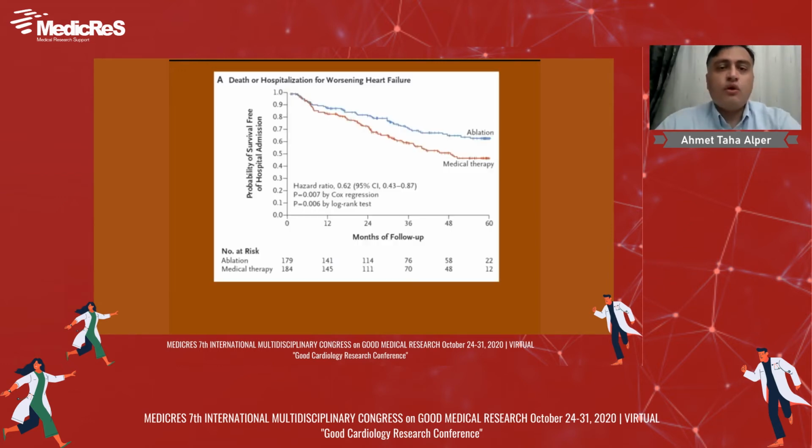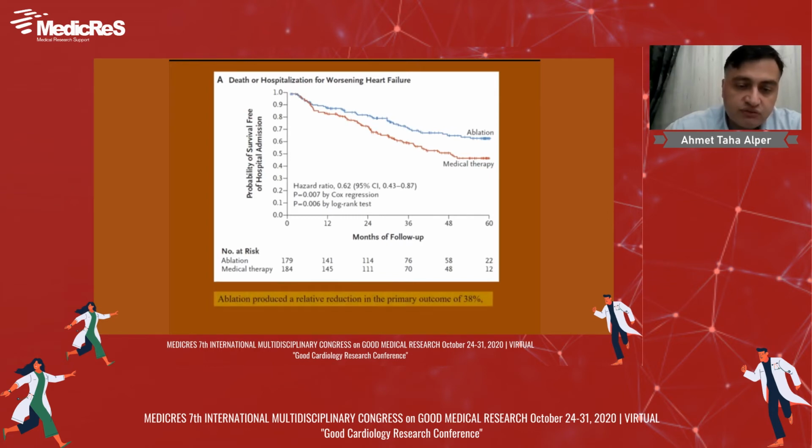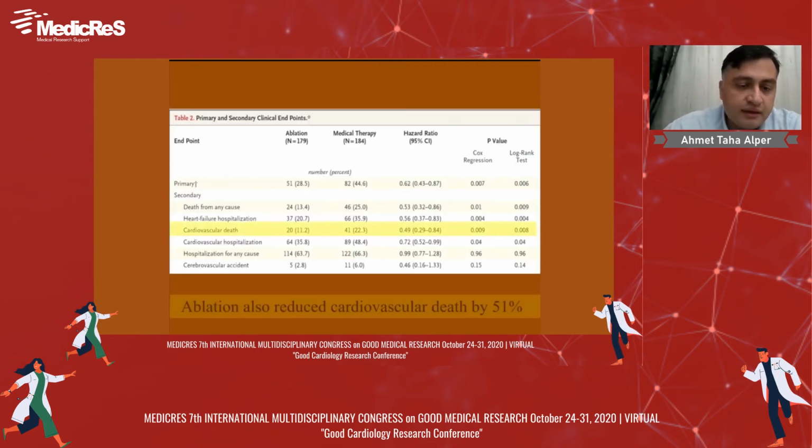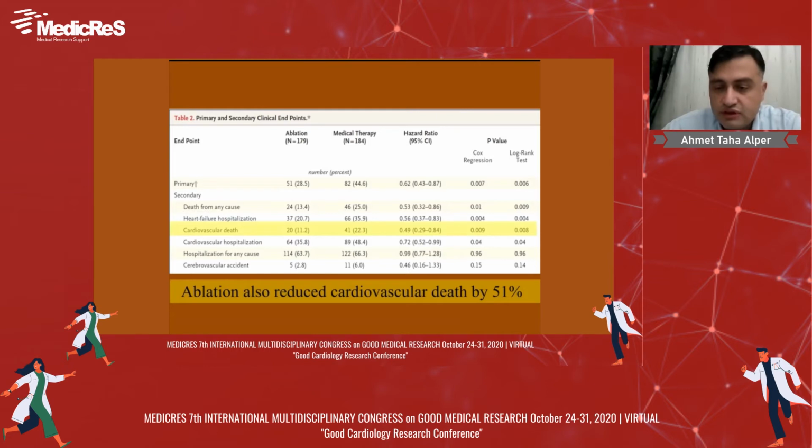And we all know the impressive results of the CASTLE-AF trial. Ablation significantly reduced death or hospitalization for worsening heart failure. Ablation produced a relative reduction in the primary outcome of nearly 40%. And also we know that ablation reduced cardiovascular death by 51%.